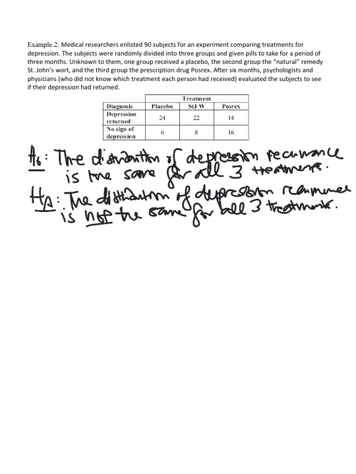Okay. Secondly, let's check the conditions. So this one, the subjects were randomly divided. They weren't randomly selected, so I'm going to call this random assignment. All right, and then my next check is to make sure all expected counts are greater than or equal to 5. So I'm going to move on to my calculator.